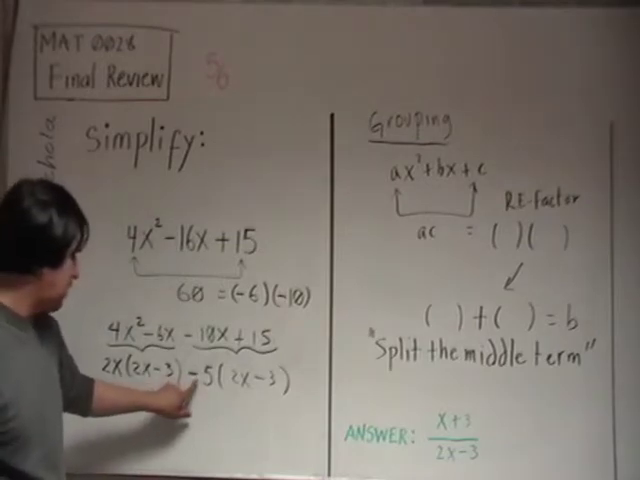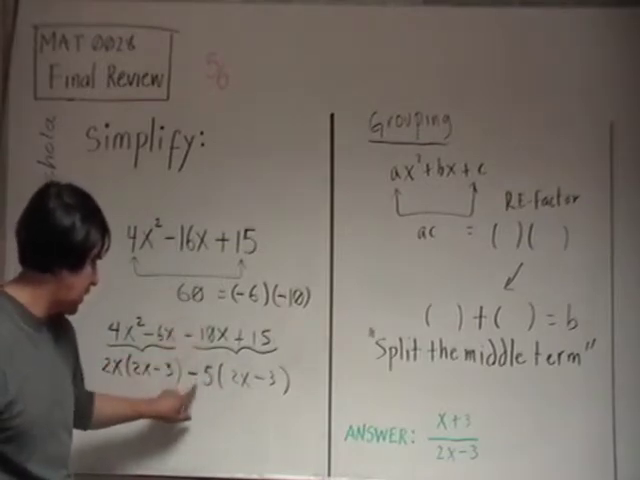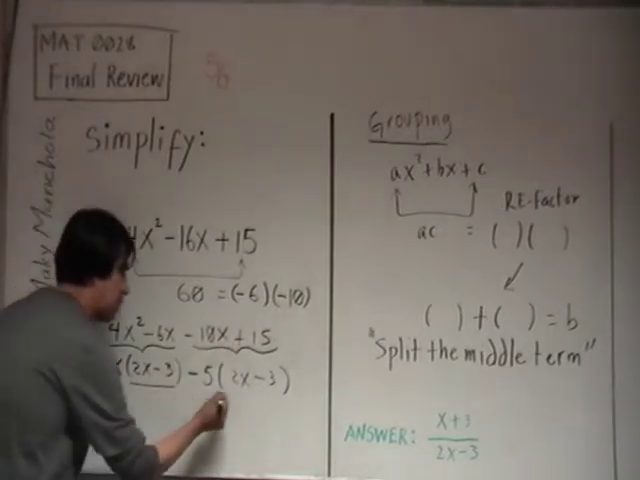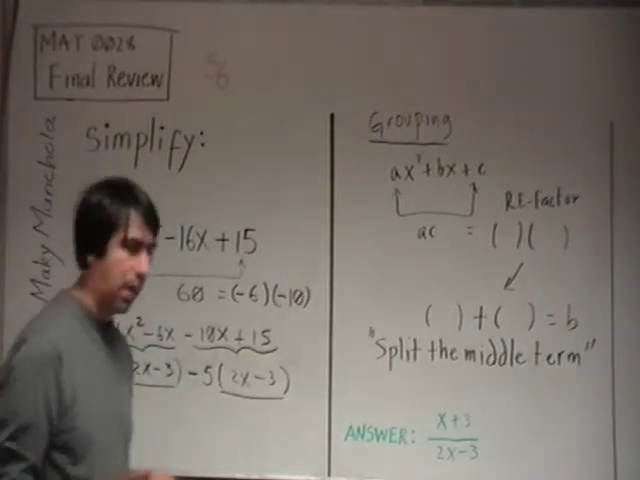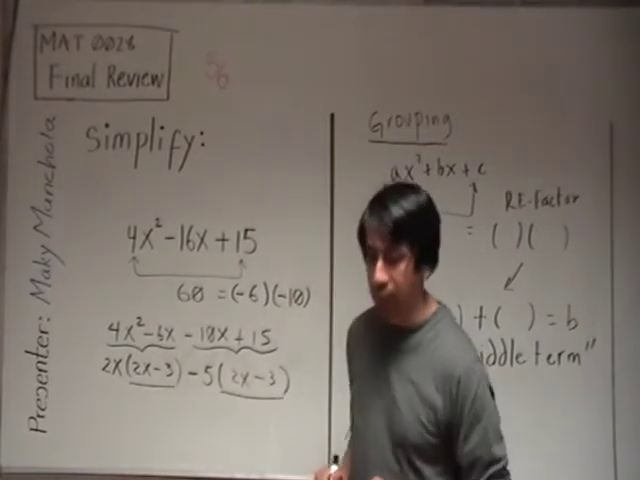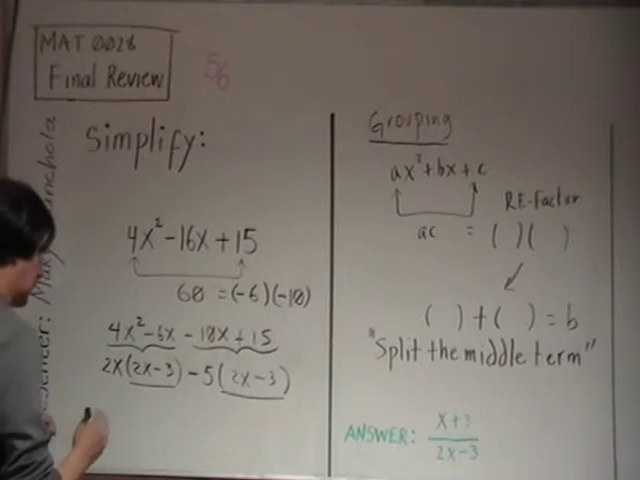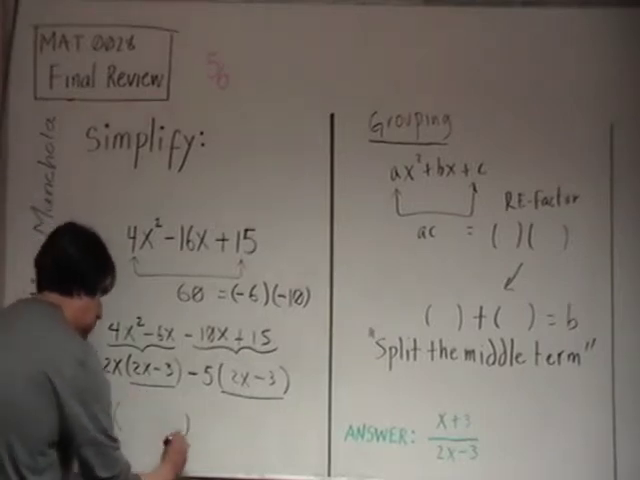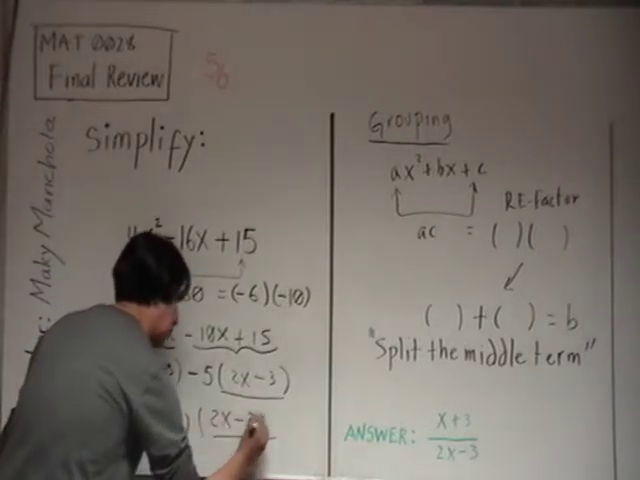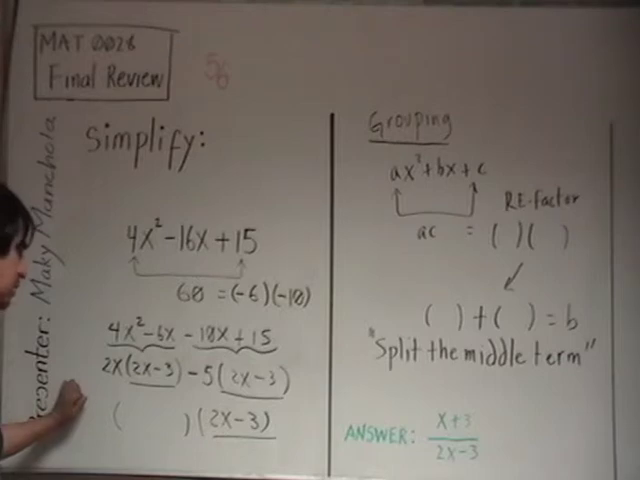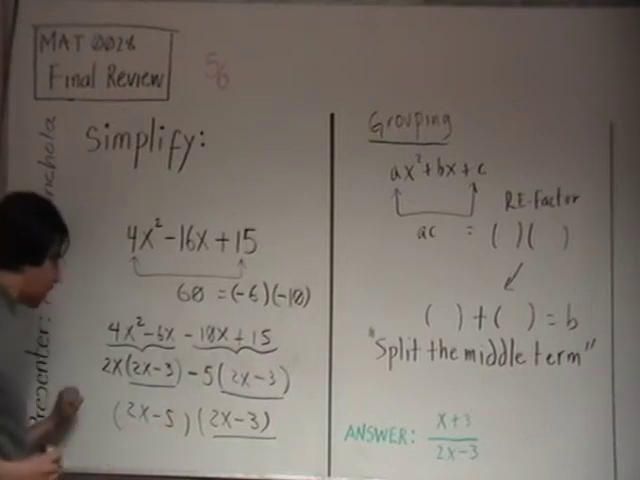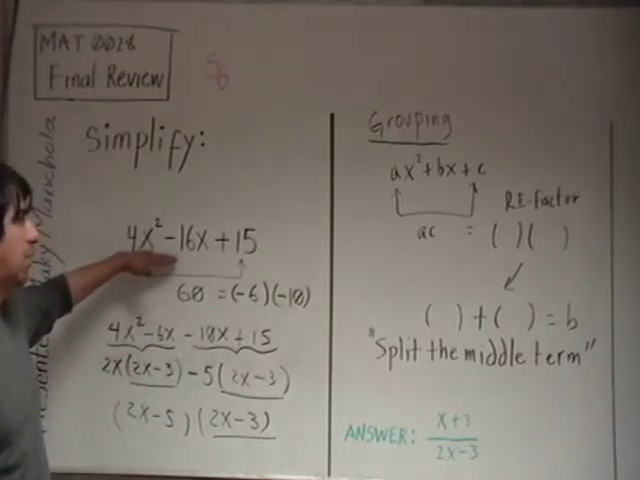Check. Negative 5 times 2x, negative 10x. Negative 5 times negative 3, positive 15. That was the required move to get the common factor. Remember, when you're factoring by grouping, success means getting a common factor. This is success in our case. So now we pull out the common factor, which is 2x minus 3. What's left when you factor out the 2x minus 3? What's left is 2x minus 5. And that's how you factor the bottom part of our problem.